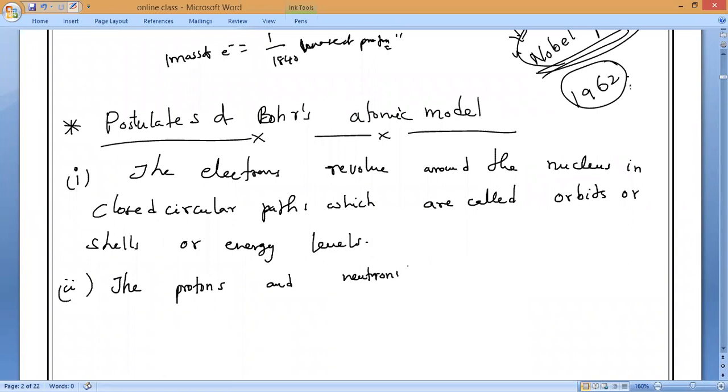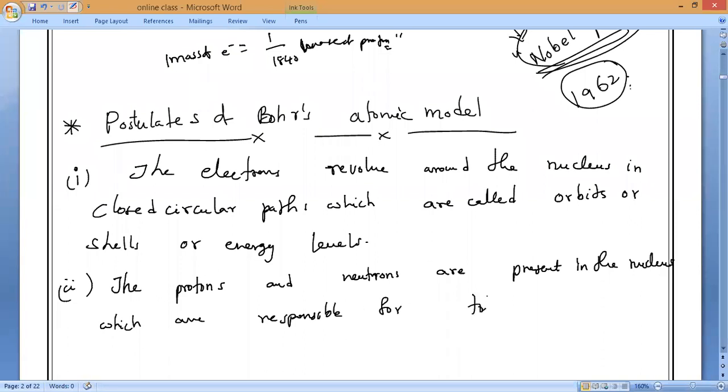So, the entire mass of the atom, who is responsible? Yes, please. Who is responsible, guys? The nucleus is responsible for the total mass of the atom.